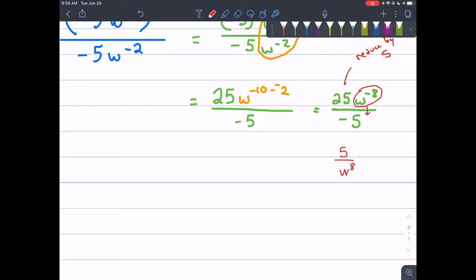You said w to the 8th, is that what you said? Yep. And when you reduce by 5, this is still -1 on the bottom. I would probably just move the minus out front. I don't exactly know how the software is going to take it if you leave the minus on bottom. It might be fine with that, but typically minuses on the bottom, you'll want to move them out front or move them up to the top. I don't know that that'll happen very often.